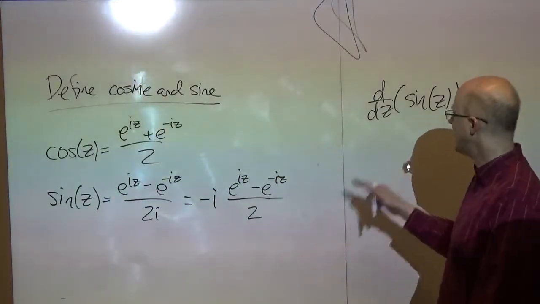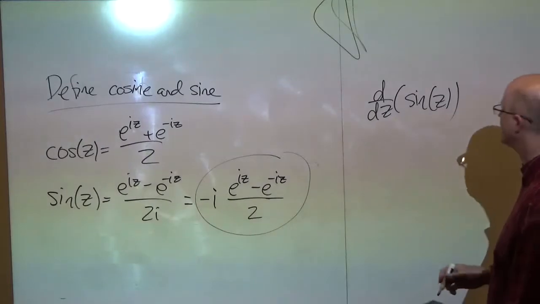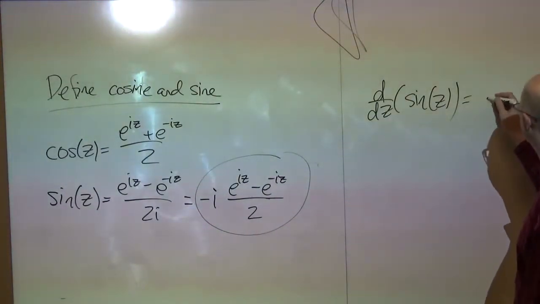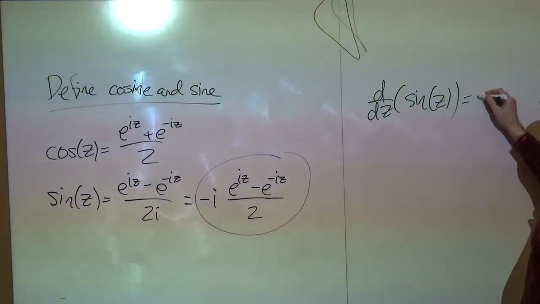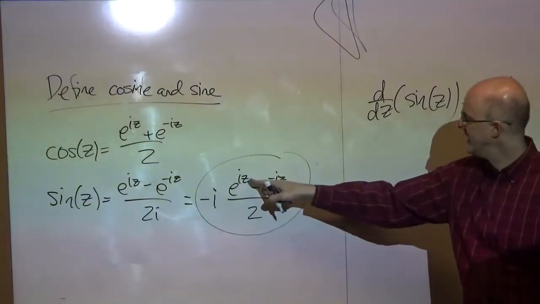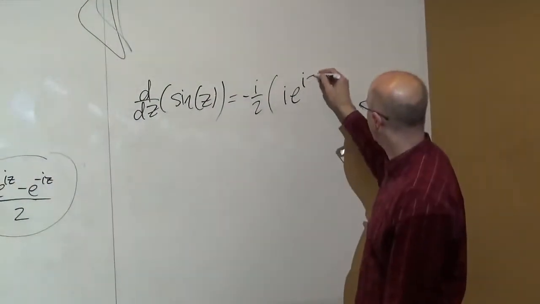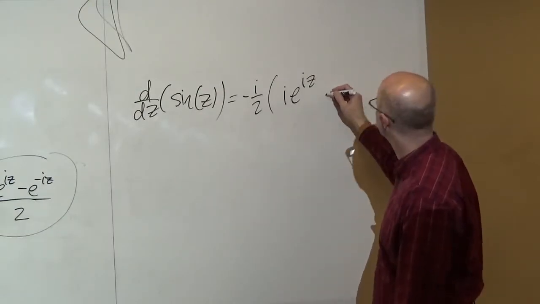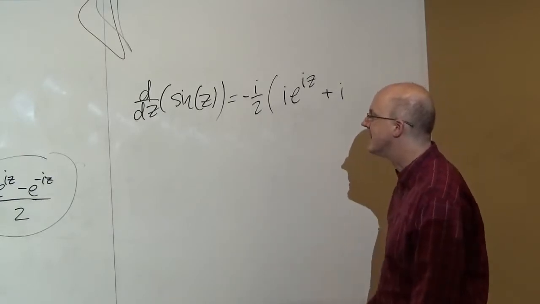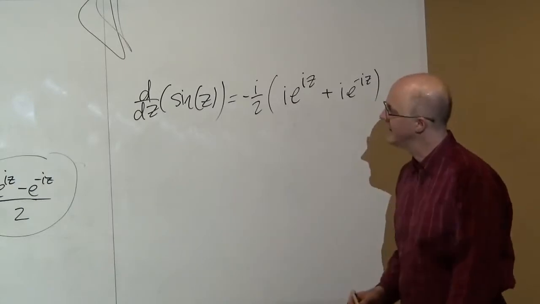To differentiate sine z, I have to differentiate it in this form. It doesn't really matter which form I use, but I will do it in that form. Let me bring the negative i over 2 out in front. I really need to differentiate e to the iz minus e to the negative iz, then use the chain rule, get i e to the iz plus i e to the negative iz, right?